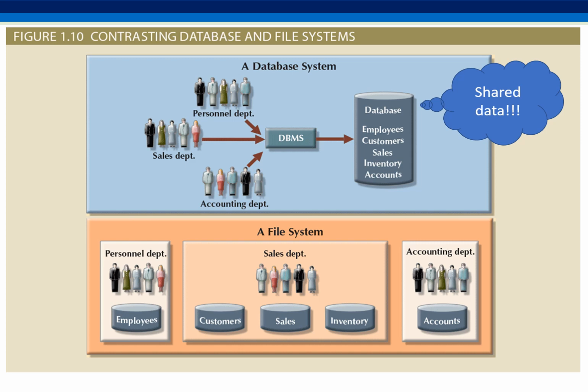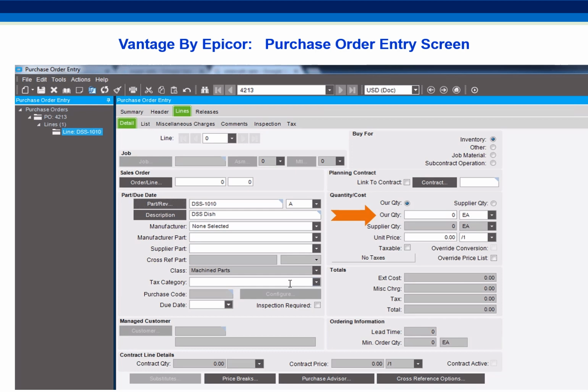And the whole idea is that instead of all those different filing cabinets located in different offices, now we can share the computerized data. I want to give you a couple examples that I use. This one was, I worked in two manufacturers. So this is Vantage by Epicor.